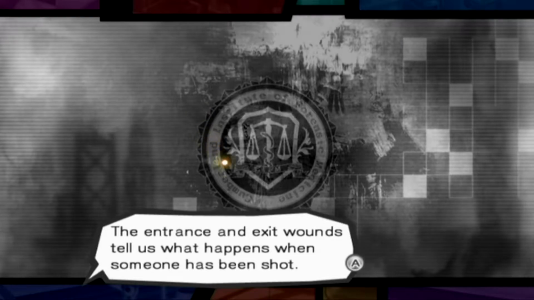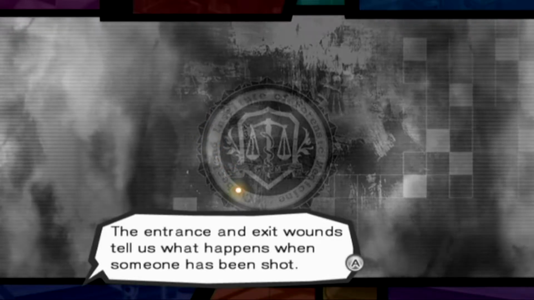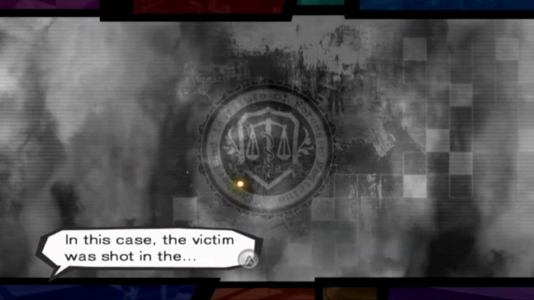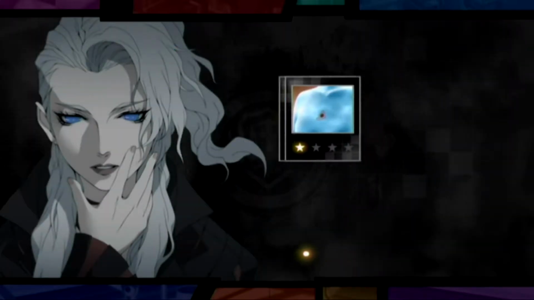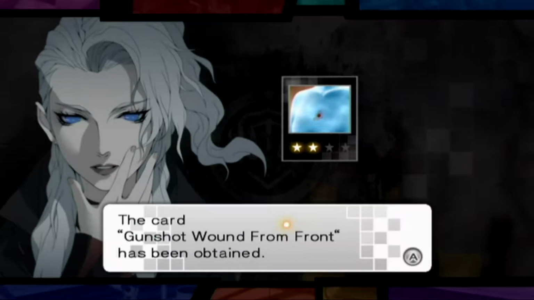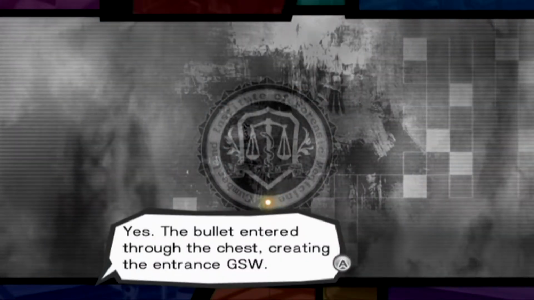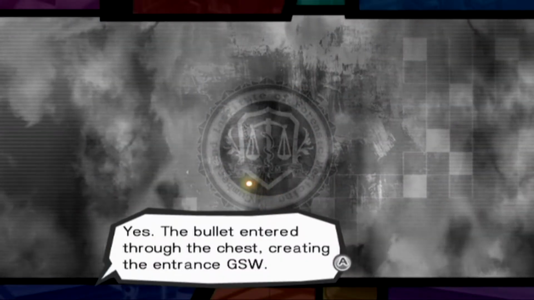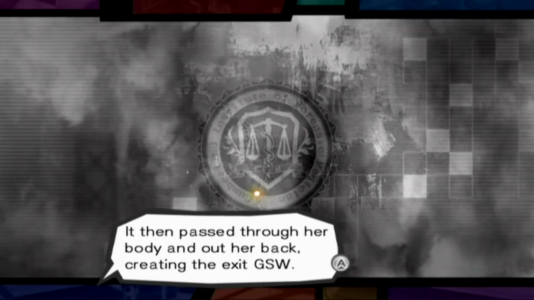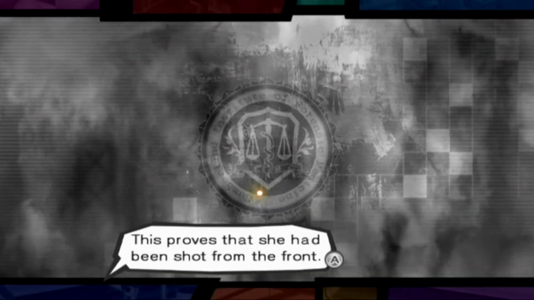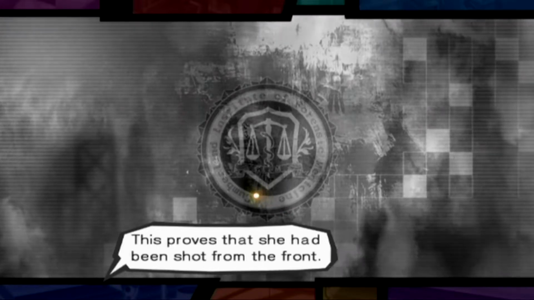The entrance and exit wounds tell us what happens when someone has been shot. In this case, the victim was shot in the... Yes, the bullet entered through the chest, creating the entrance GSW. It then passed through her body and out her back, creating the exit GSW. This proves that she had been shot from the front.